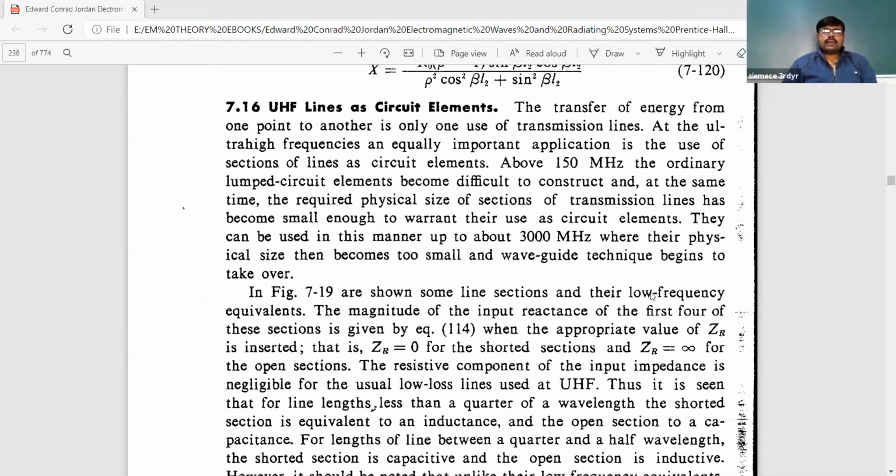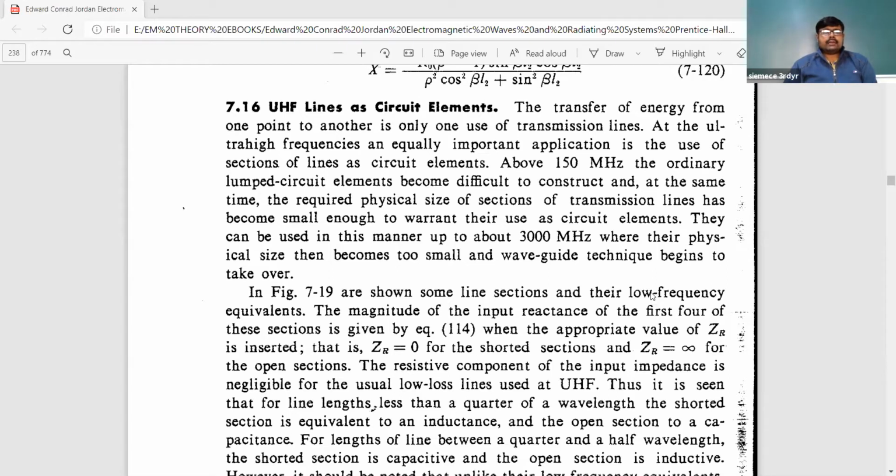The transfer of energy from one point to another is only one use of the transmission line. That is the main motto, not only in the case of the transmission line but in any communication system: we want to transmit or transfer energy from one point to another. That is the primary use, but there are lots of uses. Many equations involved tell us the different uses and parameter allocations of the transmission line.